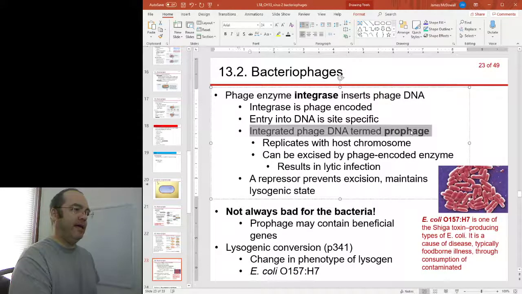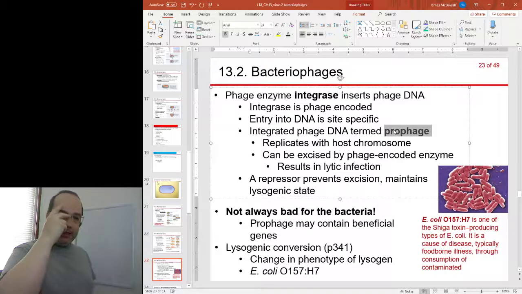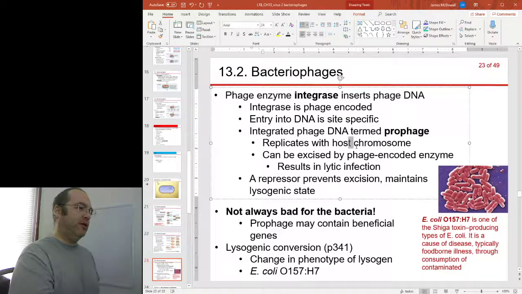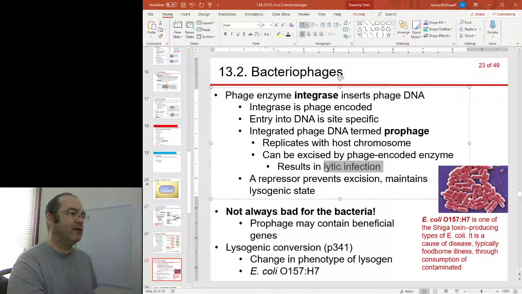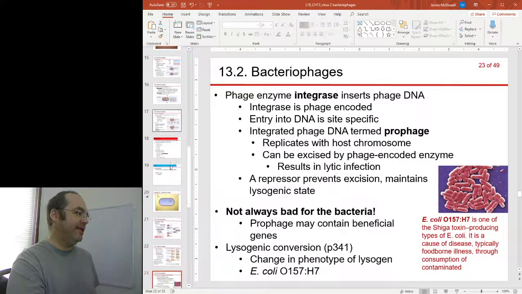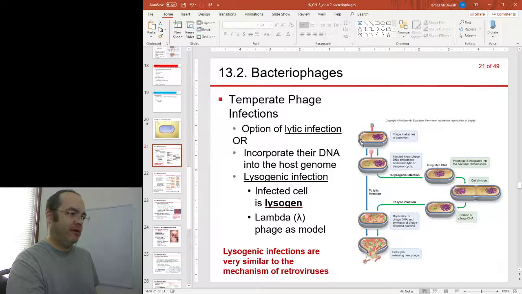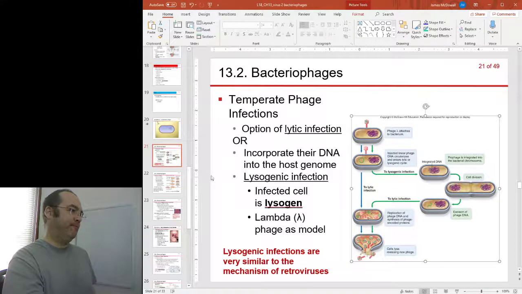Once integrated, the viral genome in the host DNA is called a prophage. It replicates with the host. It can be excised. Excise just means cut out. It can be cut out given certain triggers, and that cut out phage genome can then send the cell down the lytic pathway.